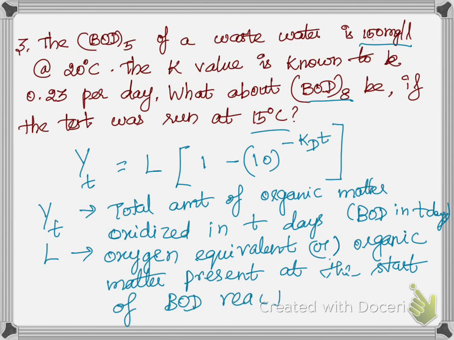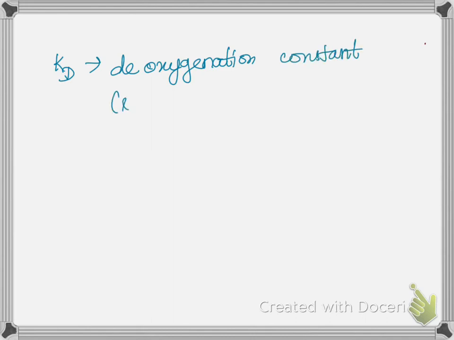Okay, next is going to be your KD. KD is called your deoxygenation constant. Otherwise it is called your rate constant.